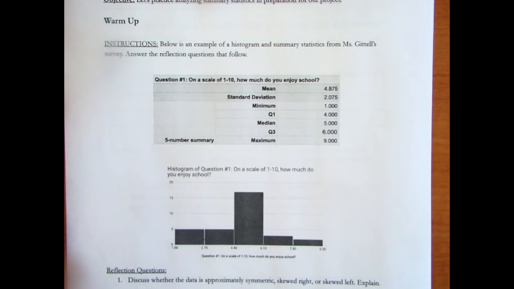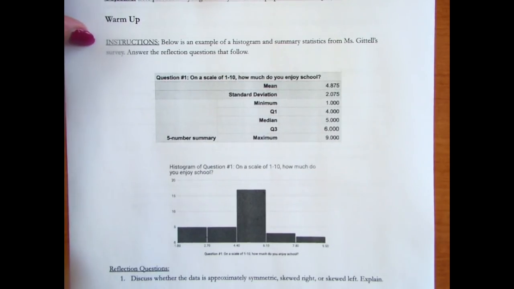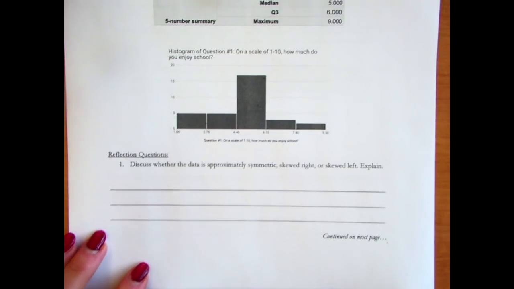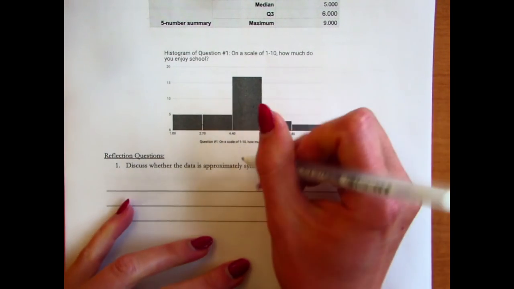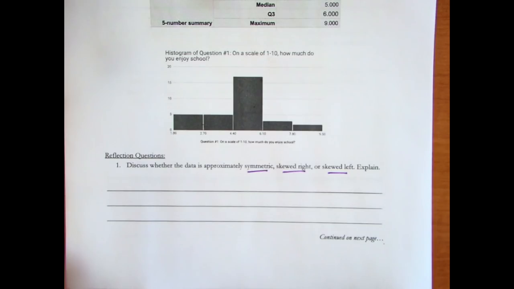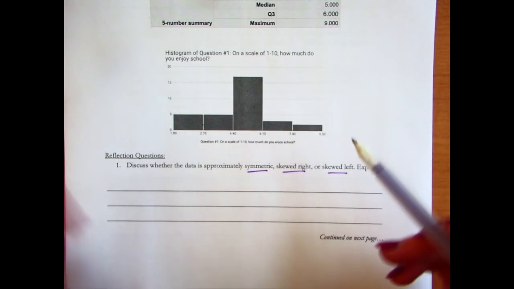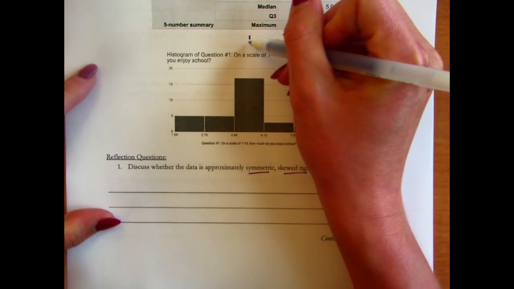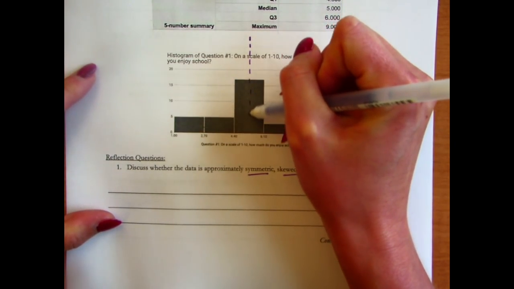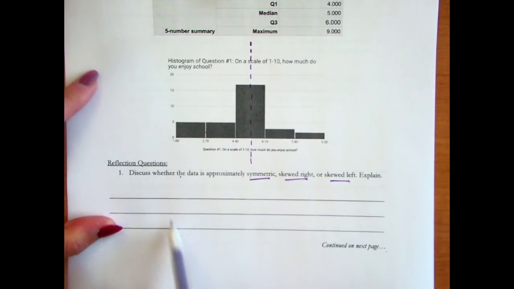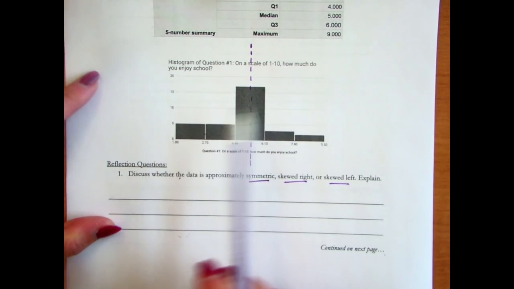The purpose of this warm-up is to have you practice answering the reflection questions for your project with a sample set of data. So the first reflection question you're going to be asked on your project is whether the distribution is symmetric, skewed left, or skewed right. From this distribution, just visually it looks pretty symmetric, meaning if I drew a line of symmetry down the middle of the histogram, the left side is a reflection of the right side. I'm going to start off with that.